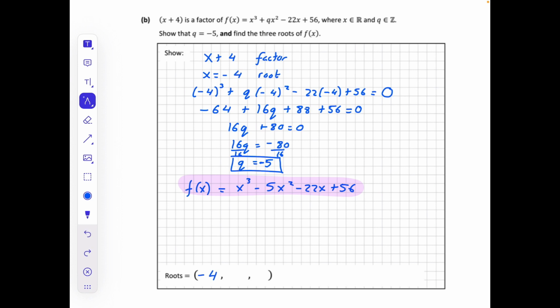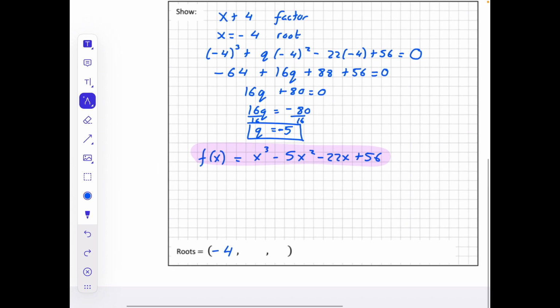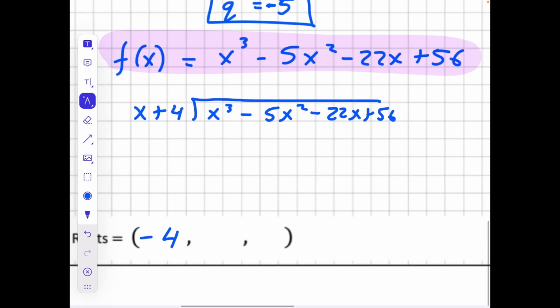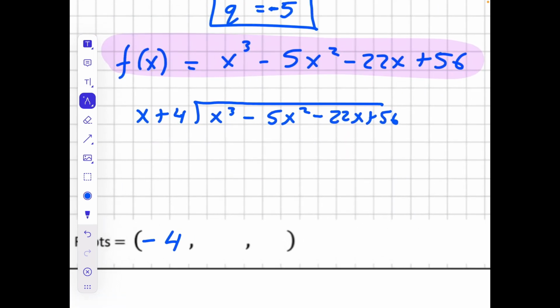Okay, it says to find the 3 roots, we'd found one root up here. Okay, so that's one root. I now need to find the others. So what I'm going to do first, I'm going to do long division to show, because we know x plus 4 is a factor. Okay, so we have x plus 4 added into x cubed minus 5x squared minus 22x plus 56.